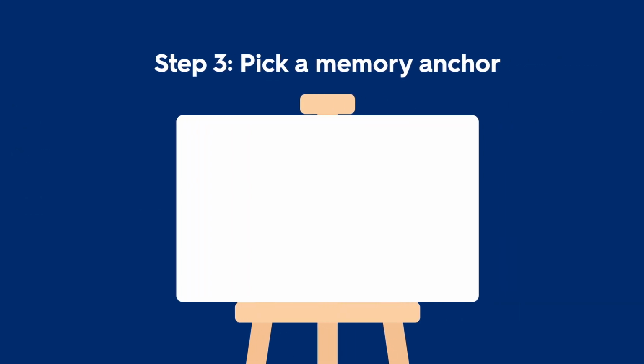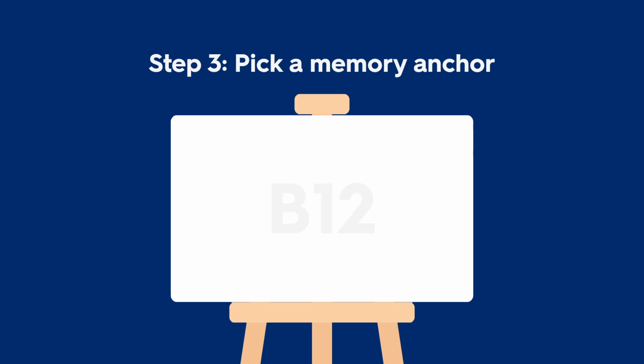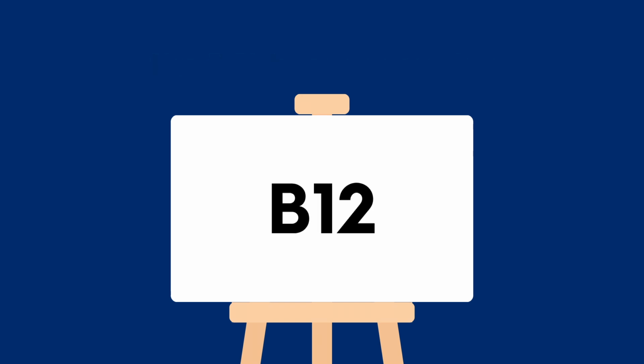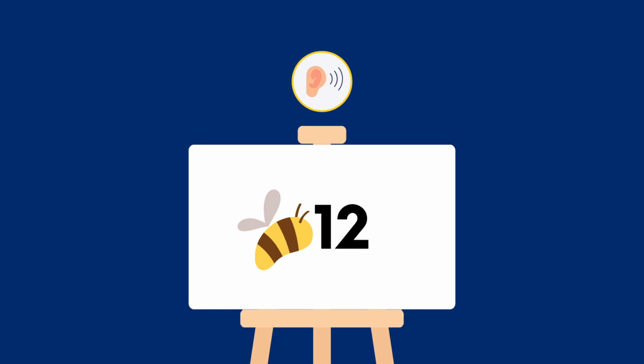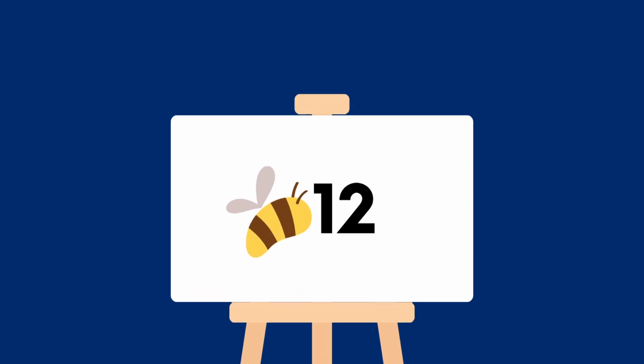Now choose a simple memory anchor. Since vitamin B12 sounds like B12, we can use a B as the main character. The B does not explain B12 by itself. It is just a sound-based hook that helps start the mnemonic.